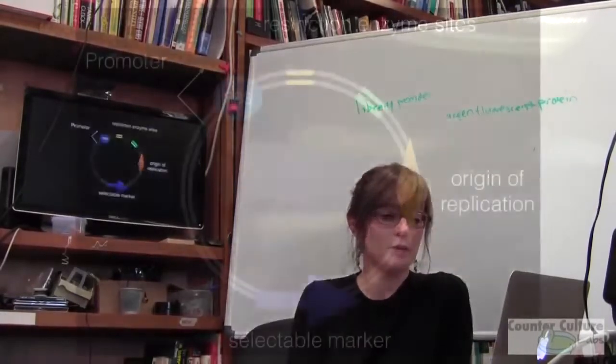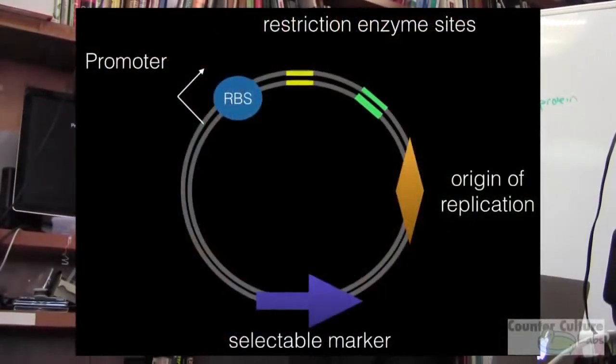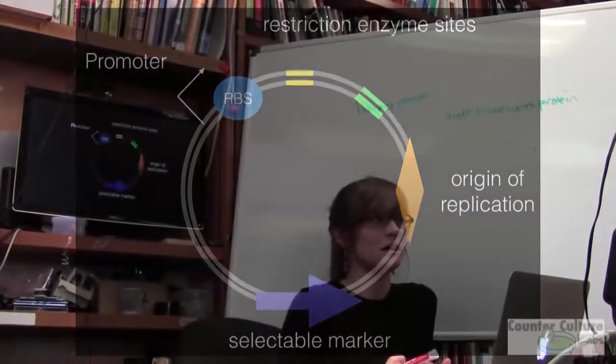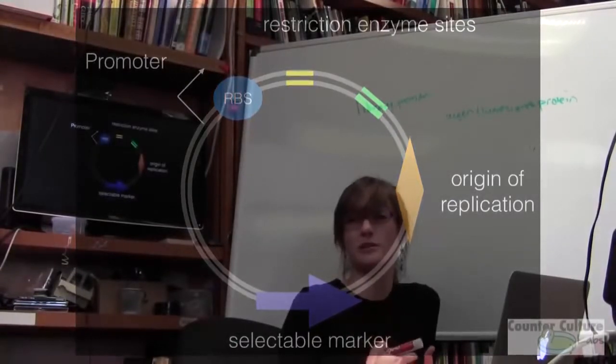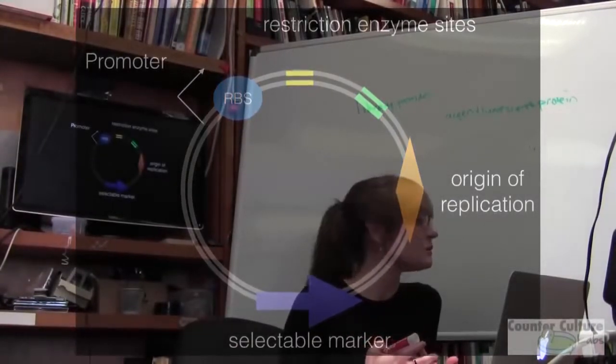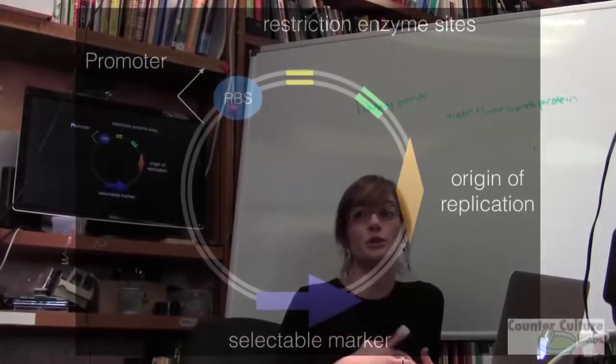Yep. So another point to mention is that for the origin of replication, there isn't necessarily just one standard origin of replication you can choose. You can choose origins that will lead to varying copy numbers of your plasmid. So let's say you express your gene and your cells don't grow very well.